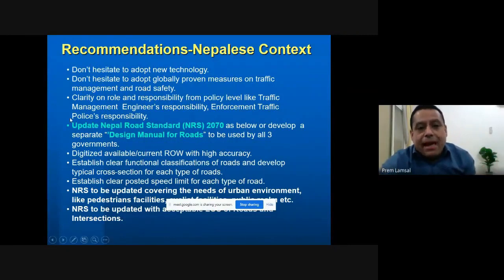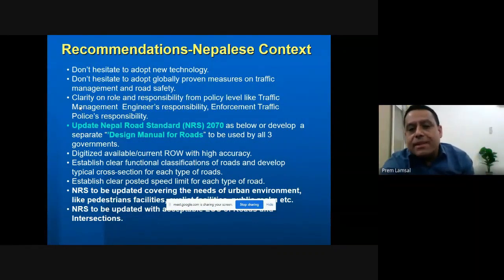I have a third recommendation. It is very important to have clarity of roles and responsibilities from the policy level. Traffic management should be the engineer's responsibility. Based on my 15-16 years of experience, we cannot expect traffic police to manage the traffic because it is not their job. They don't understand what the storage length should be, what the queue length is, what the turning movement is, and what the acceleration and deceleration should be.